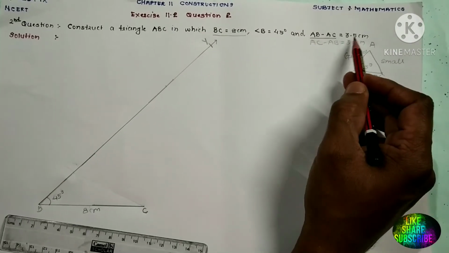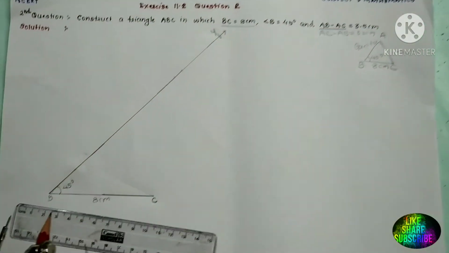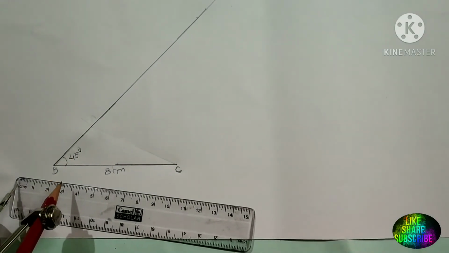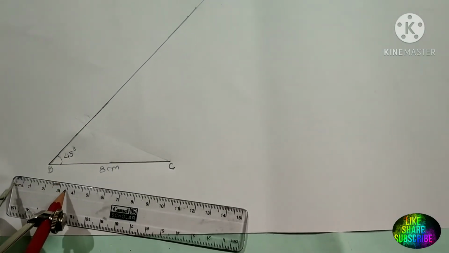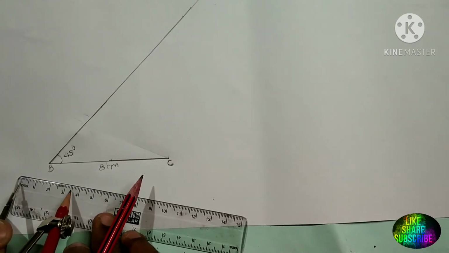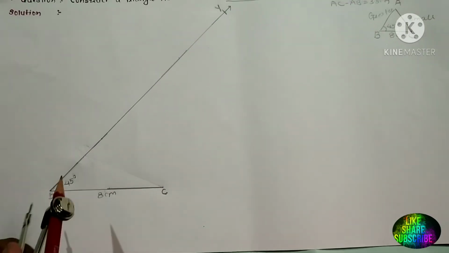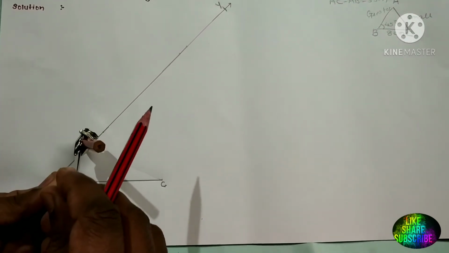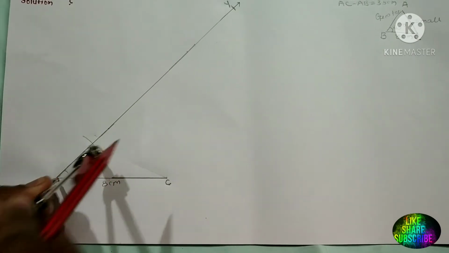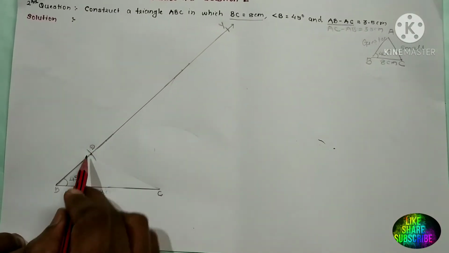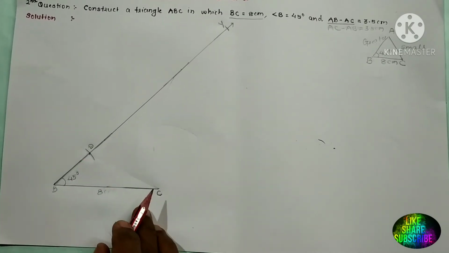Next step you have to measure this 3.5 cm using a scale. So this is 0 and this is 3.5. So this distance you have to mark here. Got the distance of 3.5 cm. Let us mark this point as D and join these points D and C with the scale.